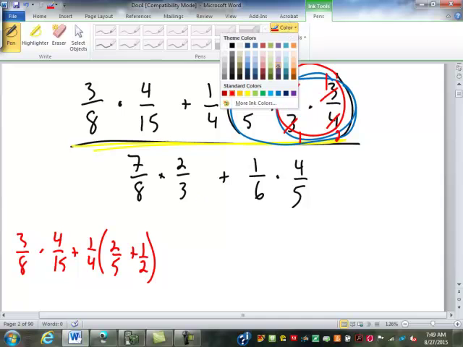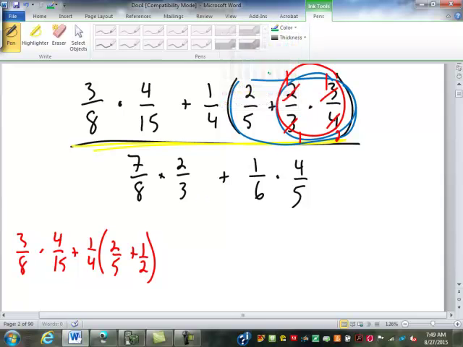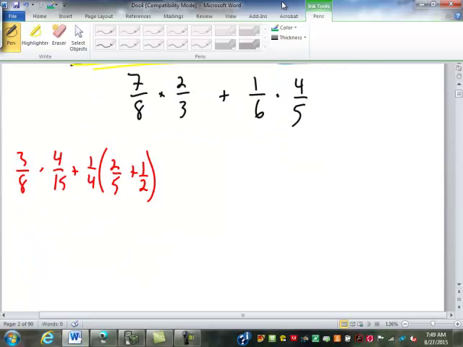Now what? We're going to work inside the parentheses yet. The 2/5 plus 1/2. Common denominator of 10. This is going to be 4 and 5. Giving us 9/10. In fact, I don't need the parentheses anymore. So there's now 1/4 times 9/10.